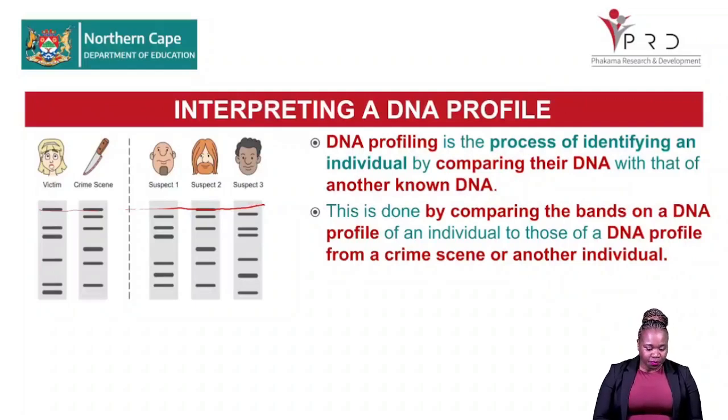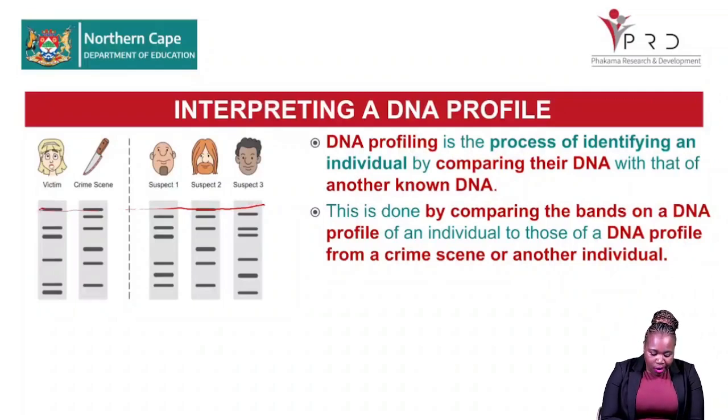Basically, let's have a look at this example here. We have a victim who was stabbed, and we have found the knife from the crime scene, which contains some of the DNA from the suspect. Right. So here we have the victim's DNA, we have the DNA from the crime scene, and we also have the suspects' DNA profiles. Now we're going to compare all this DNA to see which suspect had committed the crime.